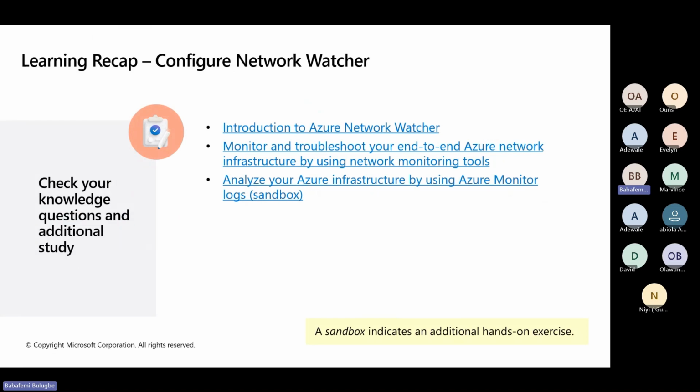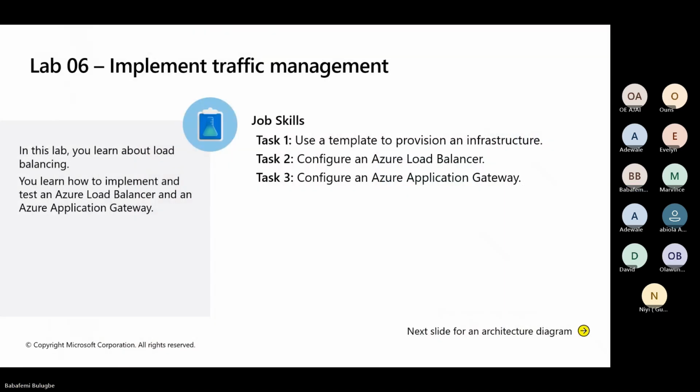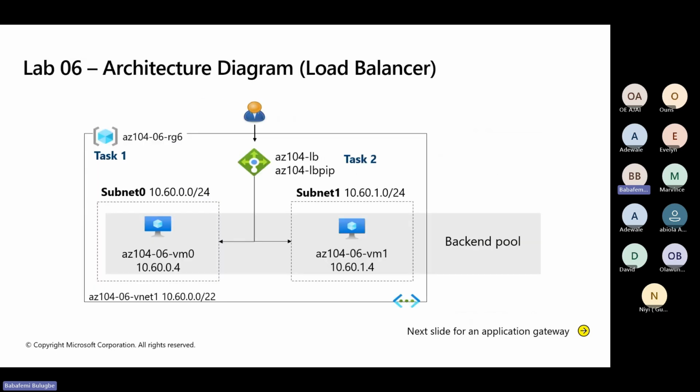And that brings us to the end of the class. What you need to do here, for lab 6, is configure the load balancer, then configure an application gateway.